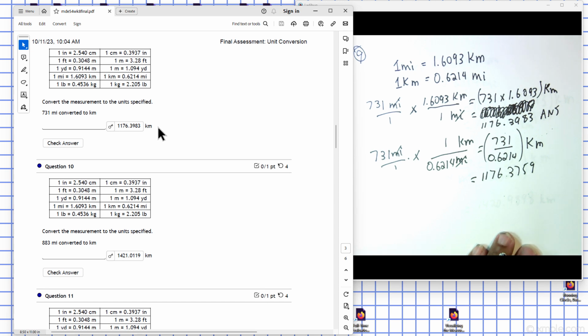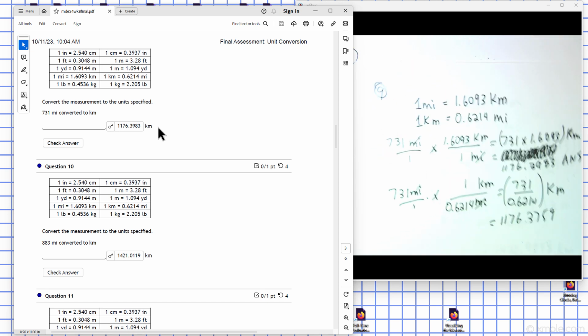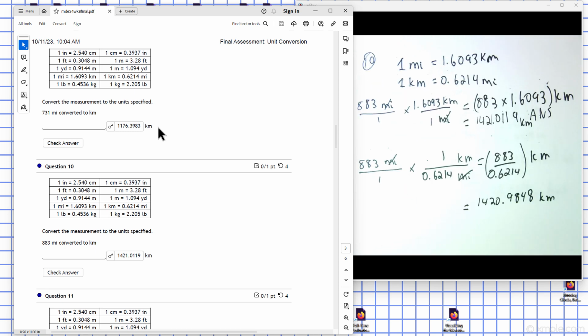And that was number 9. And now let's look at number 10. Convert 883 miles to kilometers. So there's my conversion rates. And I do both of them. And one of them gives me the dead on answer there. There's the conversion rates there for my equivalencies. Okay. So there's your correct answer. And that's number 10.